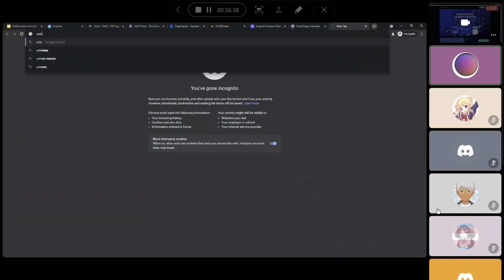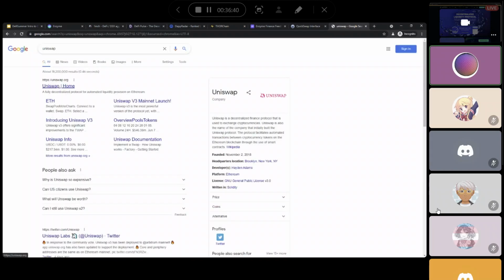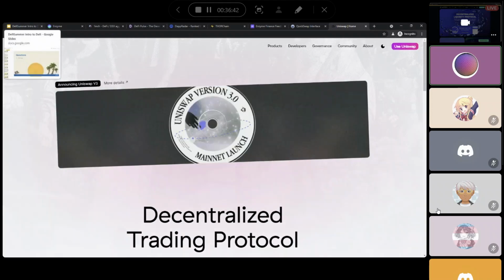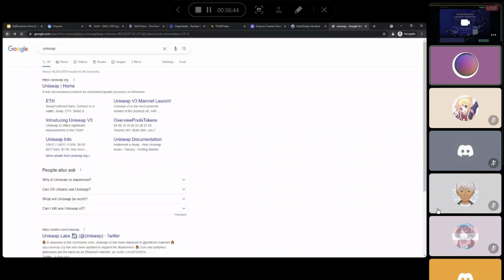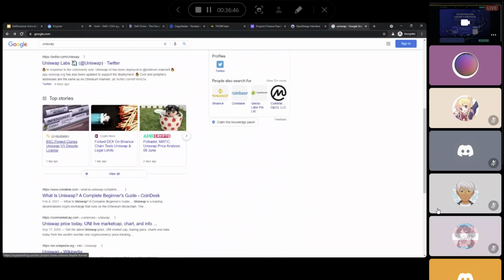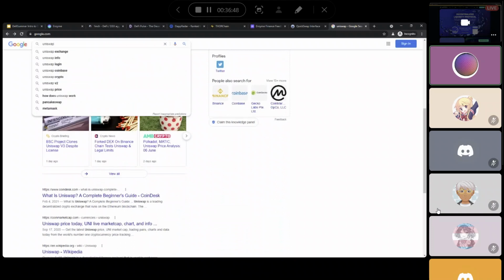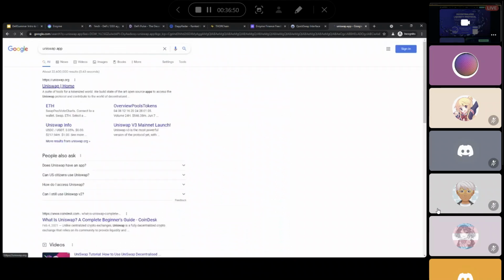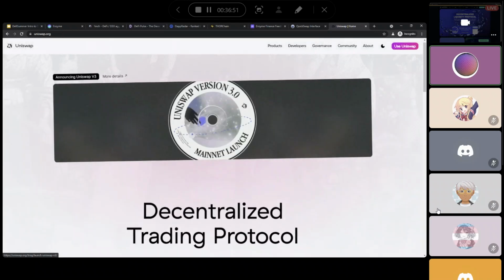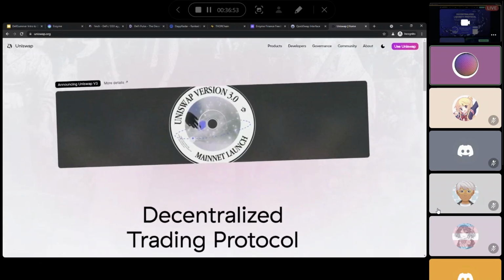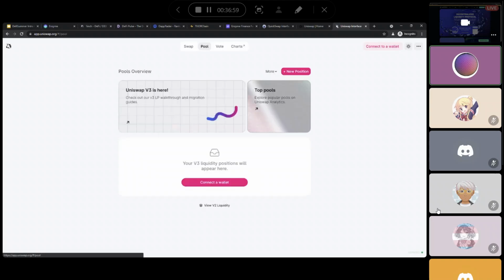So if you go to Uniswap right here, that's uniswap.org. Let me go to the exchange. Which one is that? Is it app? Okay, this is uniswap.org. If you just click use Uniswap in the top right, oh, it's app.uniswap. And you see, this is the same UI. They straight up jacked it. It's the exact same thing.